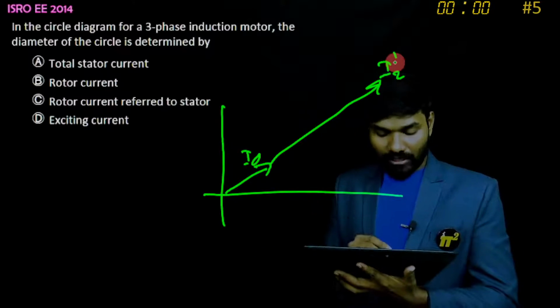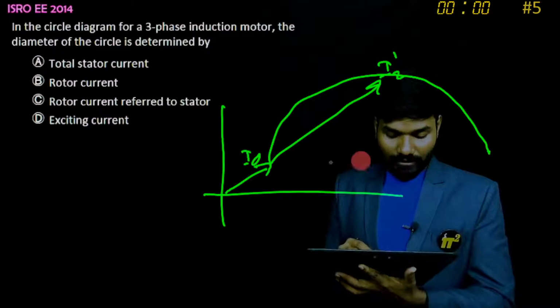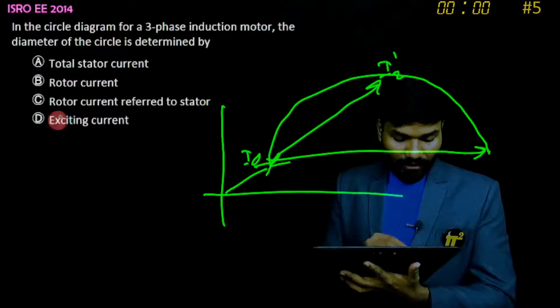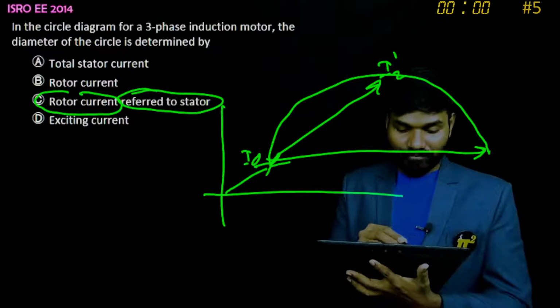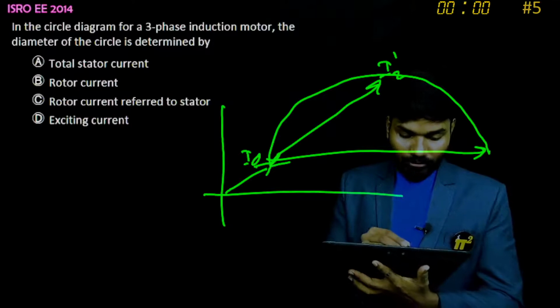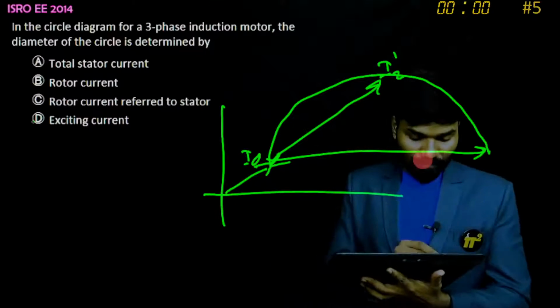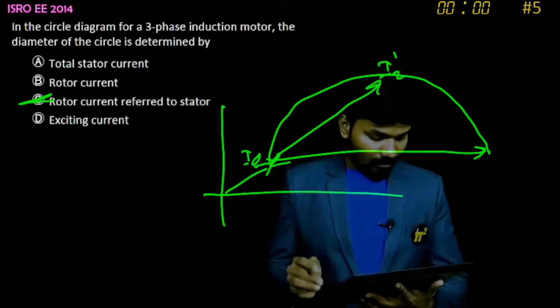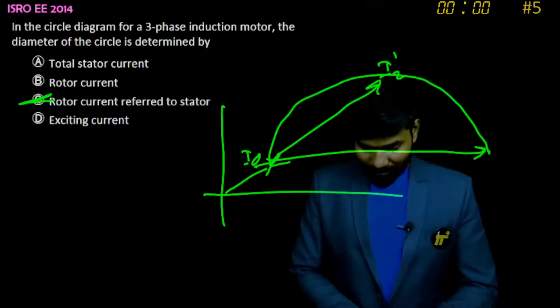I2 referred to primary. So accordingly, we'll just draw this circle. So this diameter is the rotor current referred to the stator. Rotor current referred to the stator, not just even rotor current. Rotor current when referred to the stator, that's what the diameter of the circle. So option is C.